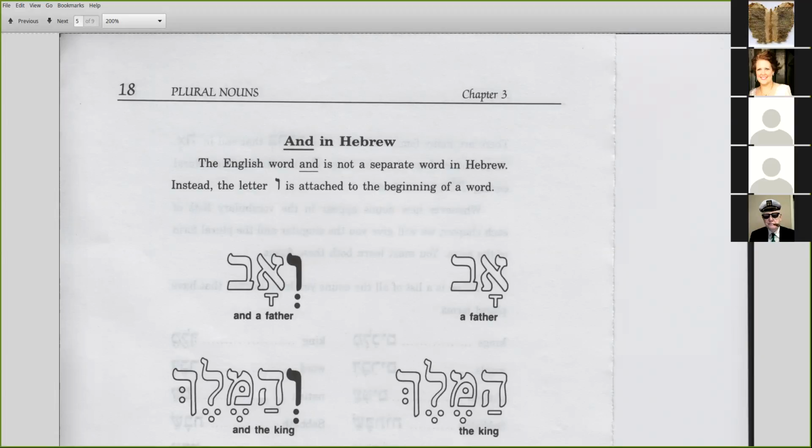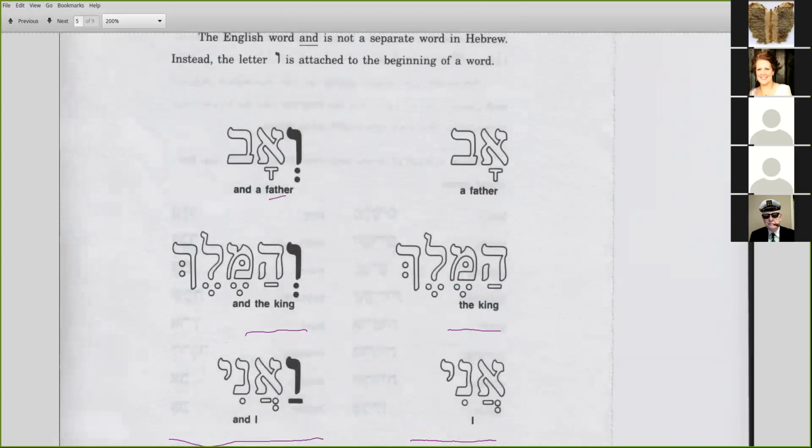In Hebrew, the English word "and" is not a separate word. Instead, the letter Vav is attached to the beginning of a word. So, for example, Av, meaning a father. But if you want to say "and a father," it's V'av. Now, what about the king? Ha-melech. But if we want to say "and the king," it's V'hamelech. Okay, continue on down here.